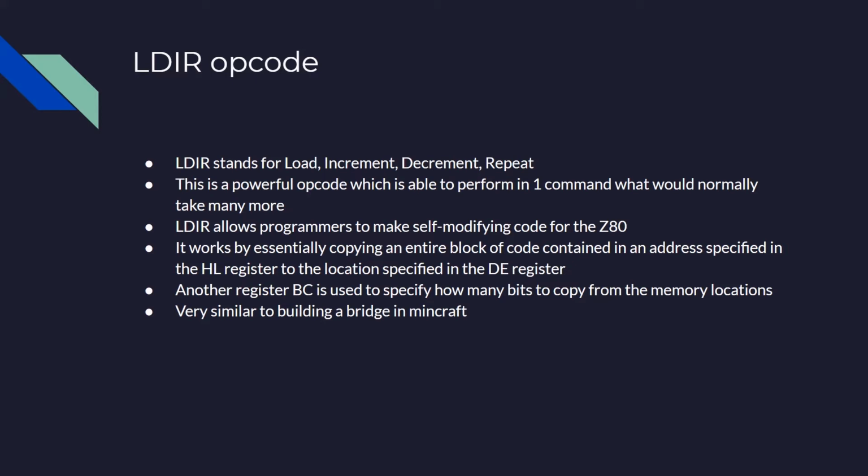So it basically works by allowing programmers to make self-modifying code. In this case for the Z80, it will work by essentially copying an entire block of code contained in an address specified in the HL register to the location specified in the DE register. And then another register, BC, is used to specify how many bits to copy from the memory locations that were specified before. It's very similar to building a bridge in Minecraft, where you will have to put out each block ahead of you so you know exactly where to go next. So that's kind of how this works, and then it propagates itself through the memory as much as you tell it to. So we'll have a demonstration of that coming up.